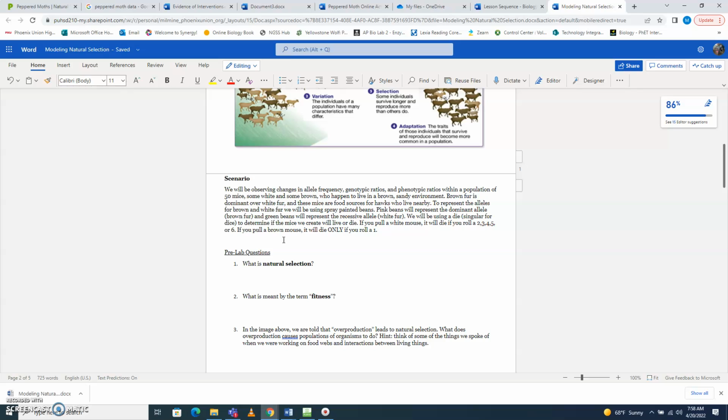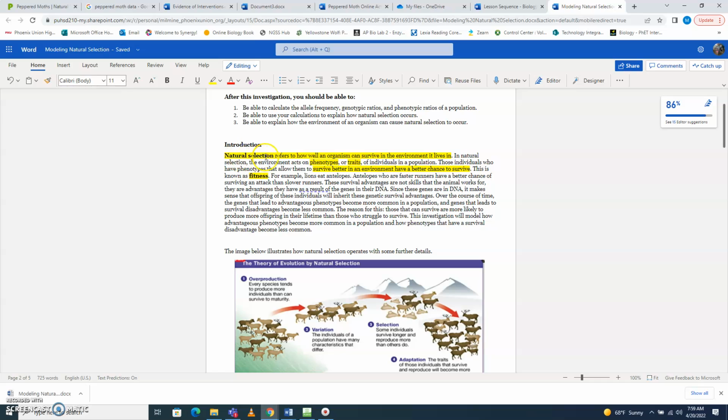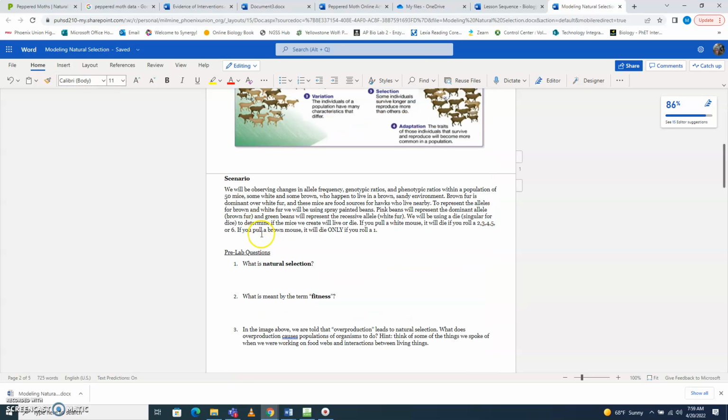So let's look at these pre-lab questions. Number 1, what is natural selection? We can go up here, we can see natural selection. What is it? It refers to how well an organism can survive in the environment it lives in. So there's our answer.